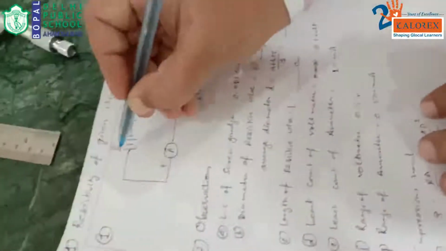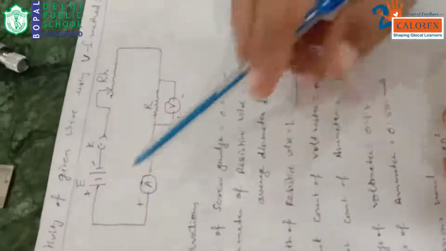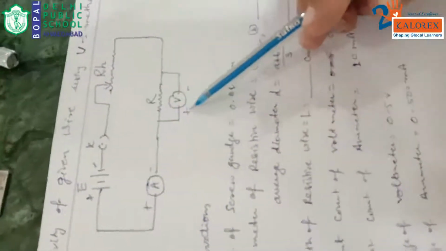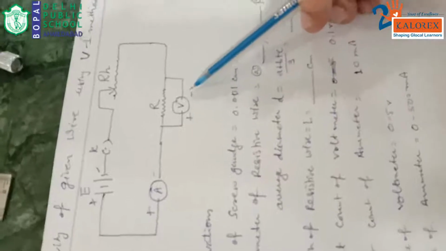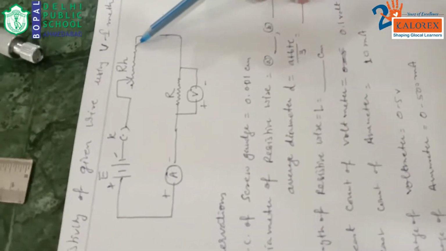Here a battery or cell is given. We have taken a battery eliminator. Its positive is connected with the positive of the ammeter. Its negative is connected with the negative of the voltmeter. And the negative of the voltmeter is connected with the fixed terminal of the rheostat.